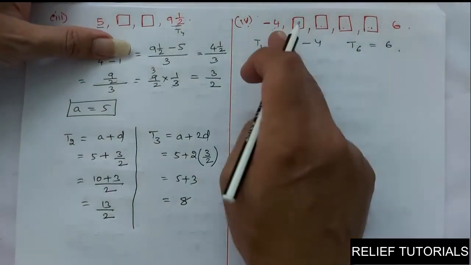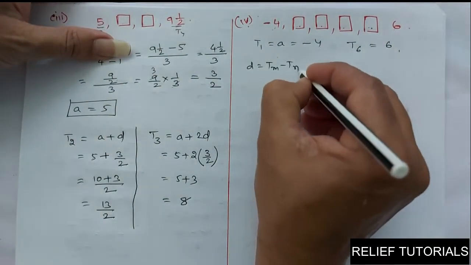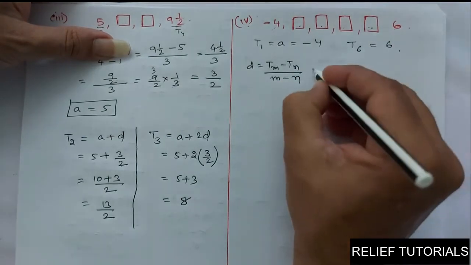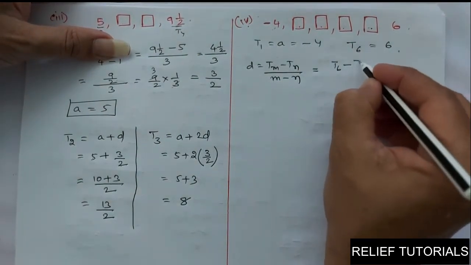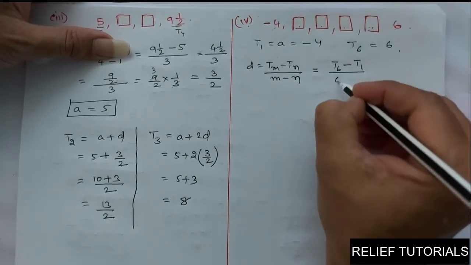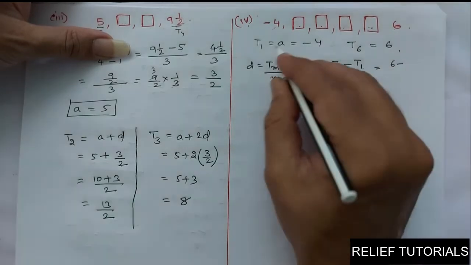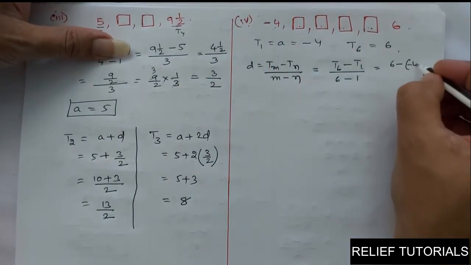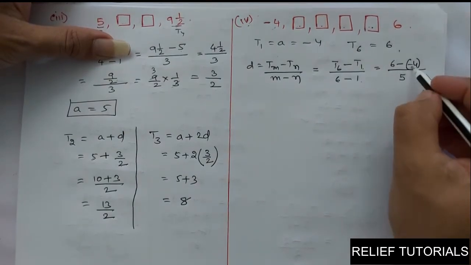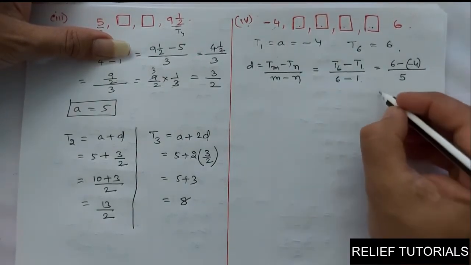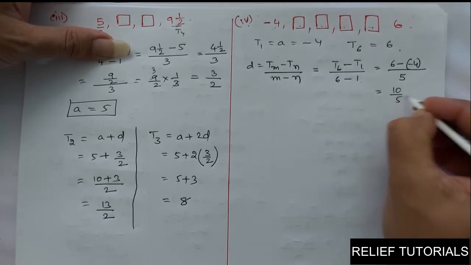No, we don't have any consecutive term, to find the difference. So D is equals to what you can say, Tm minus Tn upon M minus N. This identity we have. So we will take T6 minus T1 upon 6 minus 1. So T6 is 6 minus T1 is minus 4 upon 6 minus 1 is 5. So minus into minus plus. So what you will get here, 6 plus 4, 10 by 5. So that is equals to 2.